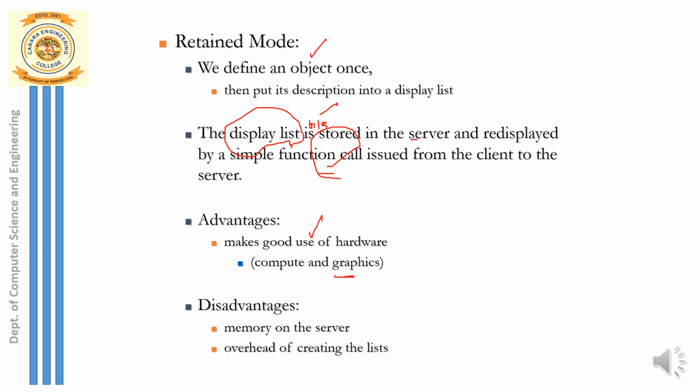So the advantage is that it makes good use of hardware, that is, you are making use of this server. The disadvantage is that you are accessing the memory all the time, so your memory will be used up. The server is accessed every now and then. You have to make a request to the server every now and then. So if you are creating multiple such files, multiple such display lists, it may create an overhead.